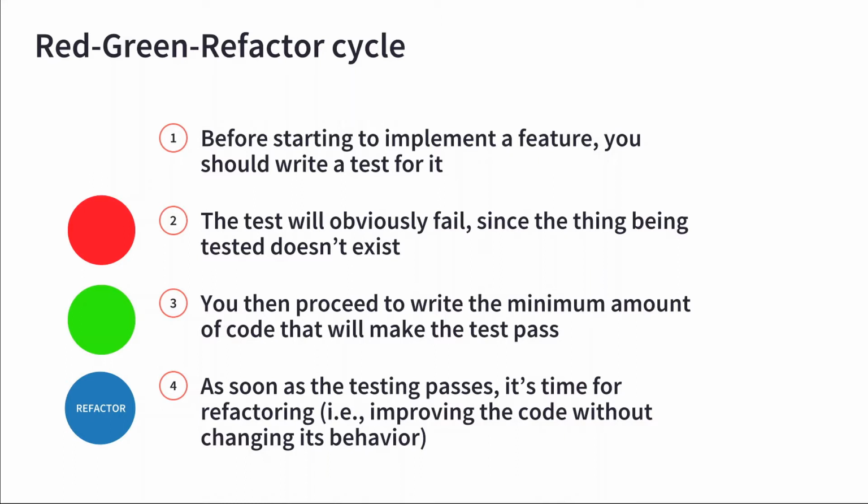So effectively, before you start to implement a feature, you should write a test for it. That's step one. And because you've written a test for it, but there is no code to back it up, the test will fail. And that's what we call the red state. So the solution to a red state is to then write the minimum amount of code that you can to make the test pass. And that's the green state. Once the test is passing, you're on green.